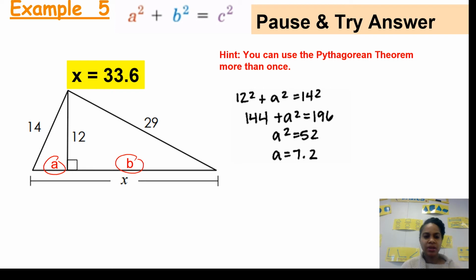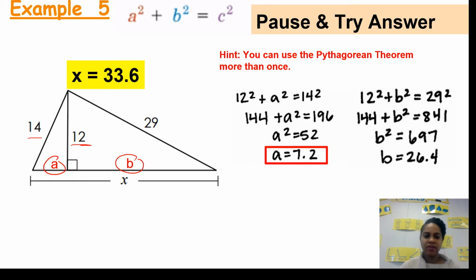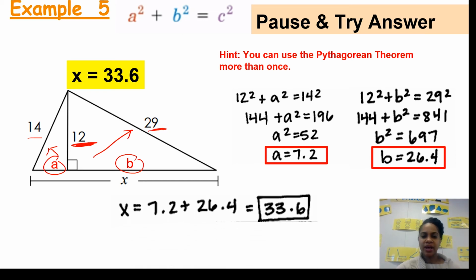So when I plug it in, I get 7.2. All right, for that second triangle there, I have a leg of 12 as well. My hypotenuse is 29, and again, because they are opposite the right angle, and we get 26.4. So we just add those two numbers together to get 33.6 for the entire length of this side here. So this was 7.2, and this was 26.4.